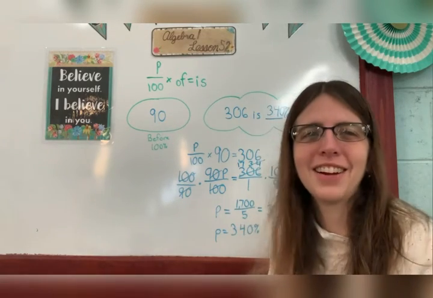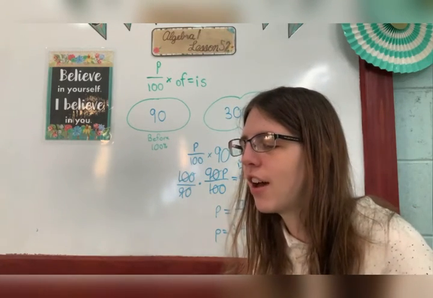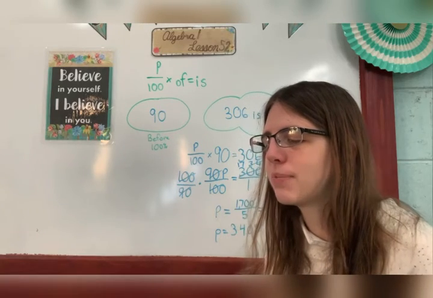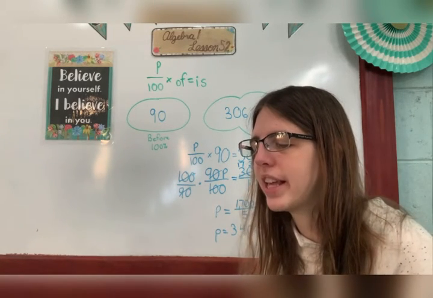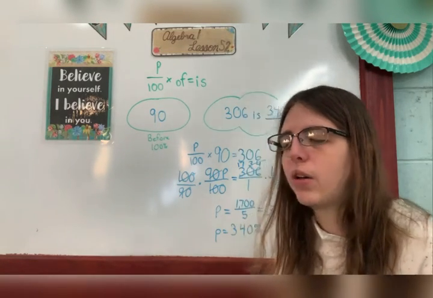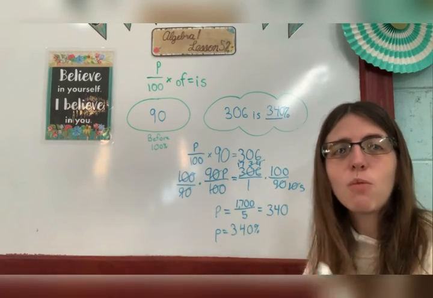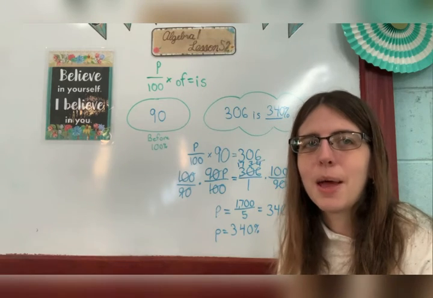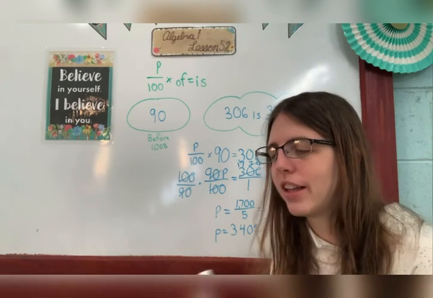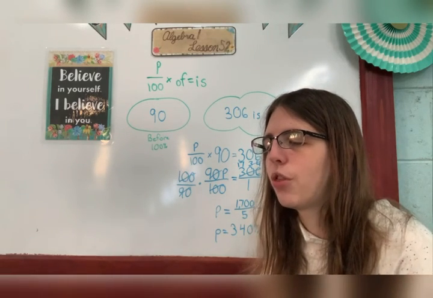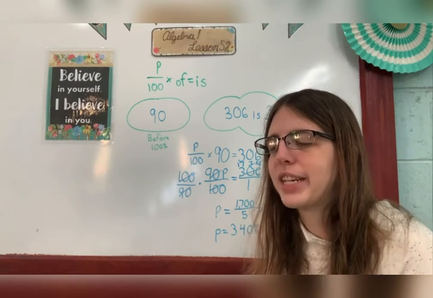All right, letter A should be, if 20 is increased by 90%, what is the result? Well, you should realize, first of all, that your new percent is going to be 190%, because it's 100% plus 90%. So 38 is 190% of 20.